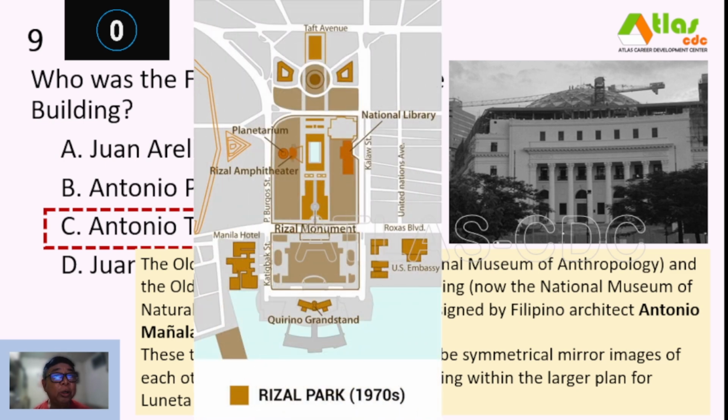So ito yung plano ng Luneta dati. Andito yung DOT, no? Ngayon ay National Museum of Natural History, at ito naman yung Old Finance Building na Museum of Anthropology. Ito yung Agrifina Circle dati. Kaya Agrifina Circle kasi agriculture and finance buildings.